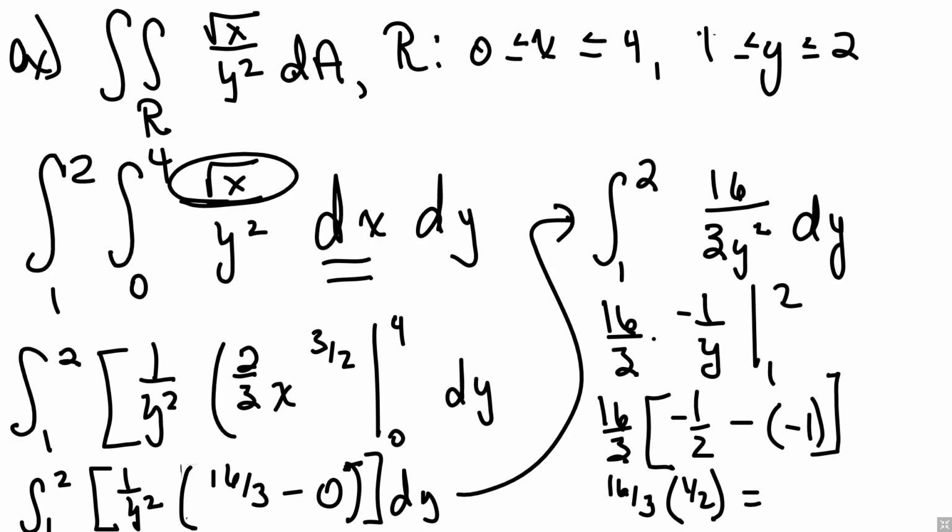So what's our final answer? 8 over 3. Okay, 8/3 will be our answer. All right. Any questions? Okay. All right. Let's look at the second example.